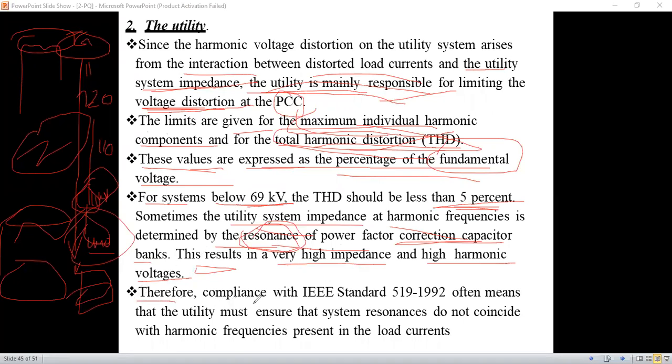Therefore, compliance with the IEEE standard, again we are going to compare with IEEE standard 519-1992, often means that the utility must ensure, for this problem of very high impedance and high harmonic voltages, that the system resonances do not coincide with the harmonic frequency here now. Under the resonance condition, the resonant frequency should not coincide with the harmonic frequency. If it coincides with the harmonic frequency, then it will cause very high impedance.